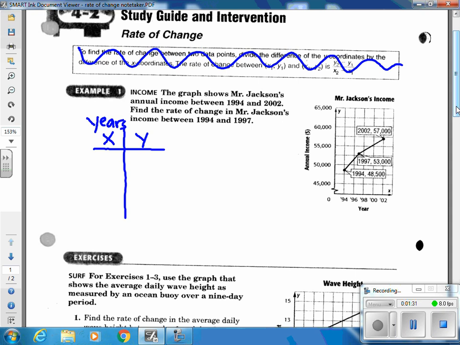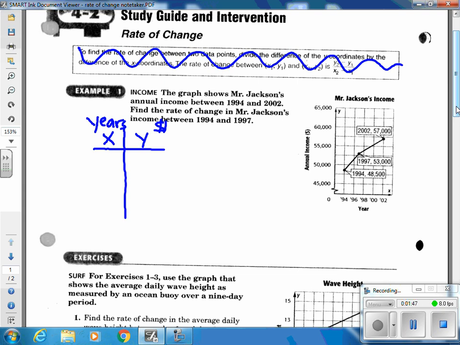Okay, and then for the Y values, your Y-axis is labeled annual income, which is basically the money he makes during those certain years. So the way we want to set this up is to set up a table and then use that table to help us do the math that we want to get an answer from.